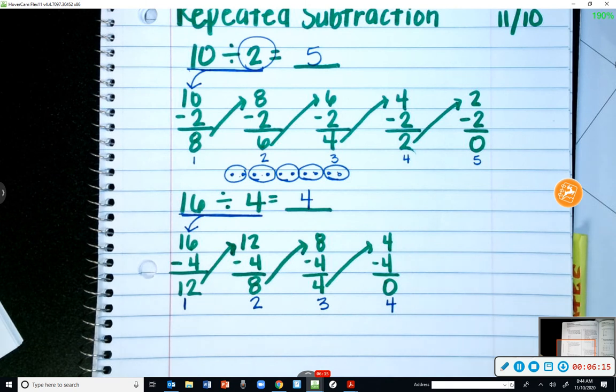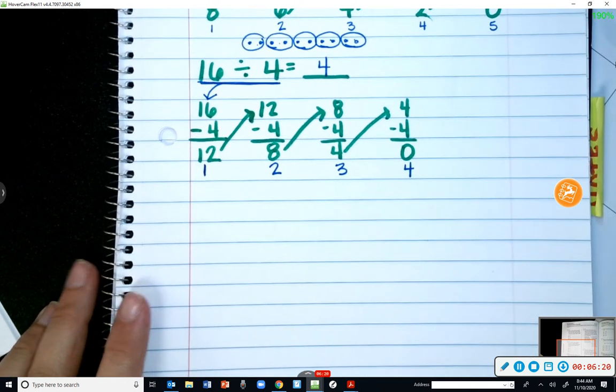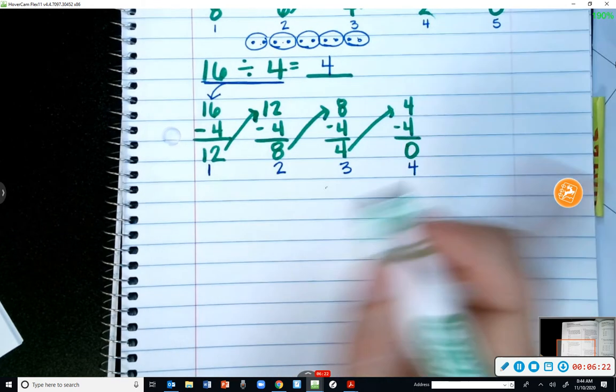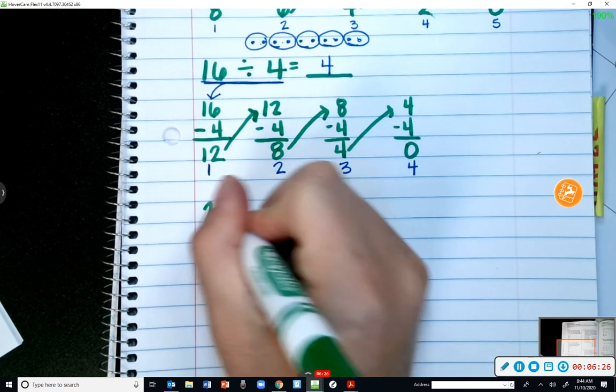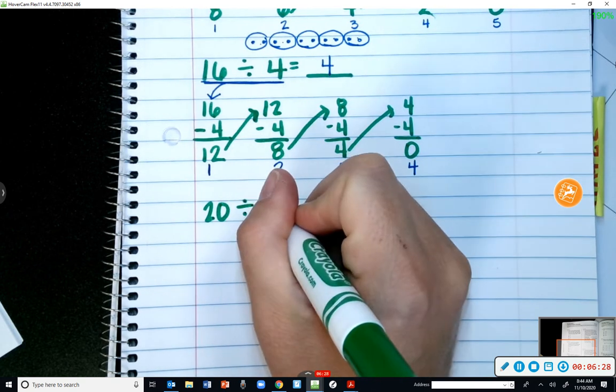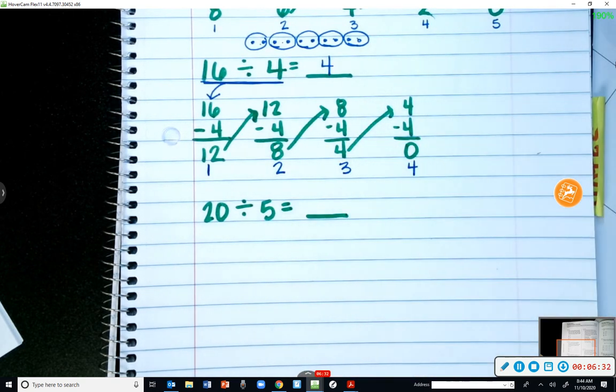Okay? All right, I'm going to give you another one, and I want you to do this one on your own. Let's do something easy. 20 divided by 5 equals what? Okay, so subtract repeatedly on your notebook, and we'll check it.